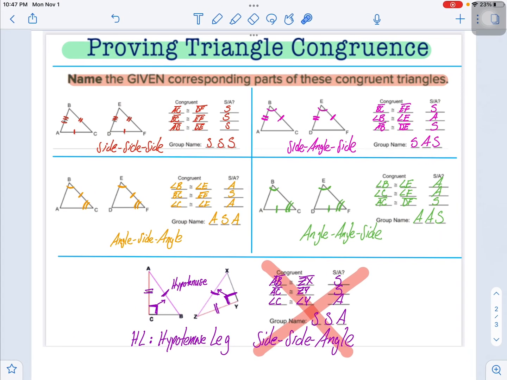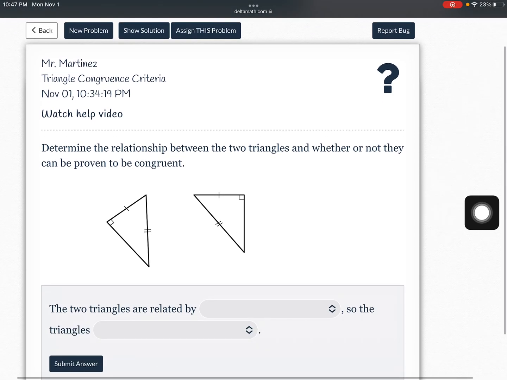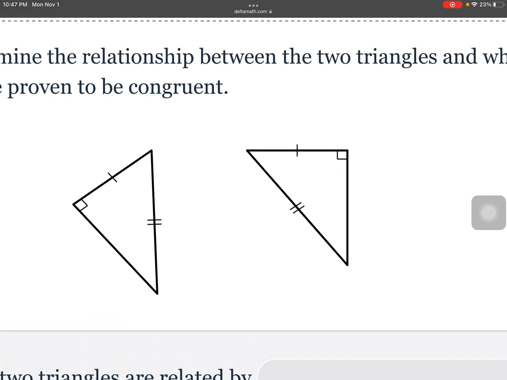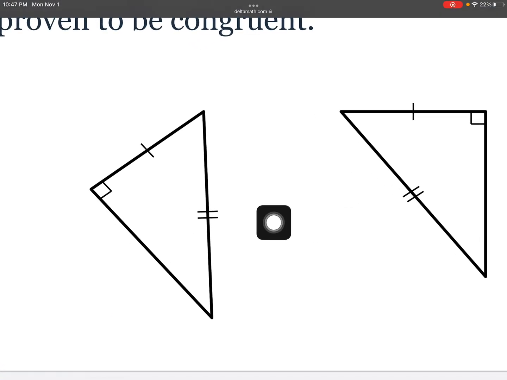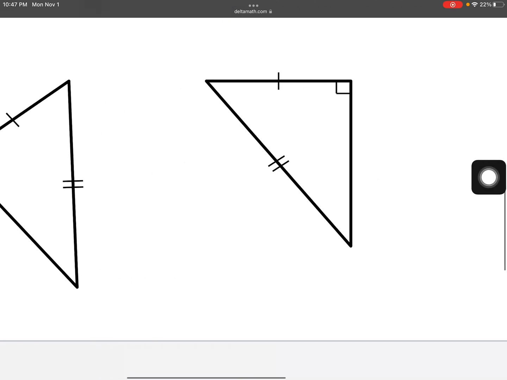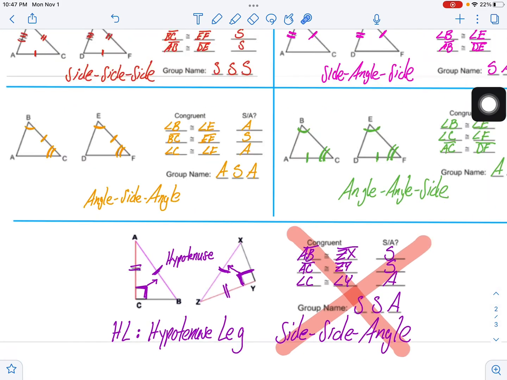So let's take a look at what that assignment is going to look like on Delta Math, right? So here it says, determine the relationship between the 2 triangles and whether or not they can be proven congruent. So let's take a look at this first triangle here. Oh, look at this. That's a 90 degree. We just talked about that. So that means that this here is the hypotenuse. And this is the leg, right?